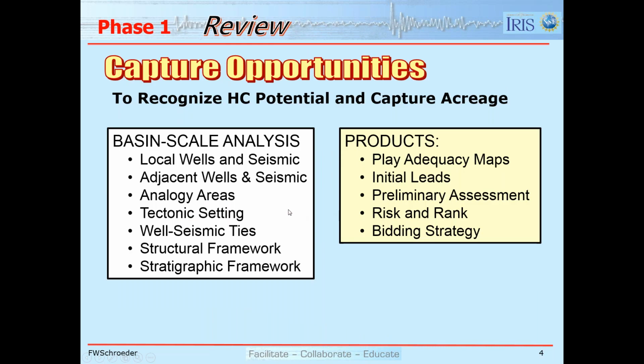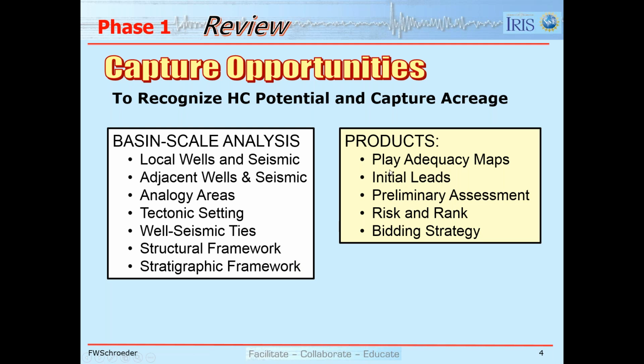So just to review, phase one is to capture the opportunities. We want to recognize hydrocarbon potential and capture acreage. We're looking basin-wide as our focus of analysis, looking at local wells and seismic. Maybe we have some adjacent wells, some analog areas. We worry about the tectonic setting: am I in an extensional pull-apart basin, or a compressional or strike-slip one? If we have wells in the area, we'll tie that to the seismic. We'll build a first pass gross structural framework and also a stratigraphic framework.